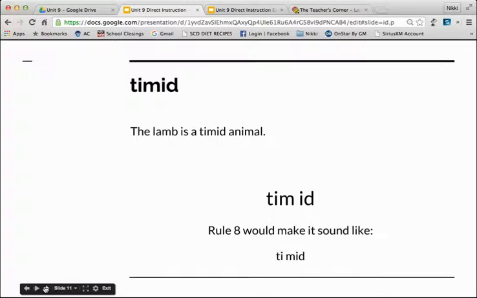Timid. The lamb is a timid animal, meaning very shy. Timid. Rule 8 would make it sound like "tie-mid." We've never heard that word before, so we're going to use Rule 9. Robin. The robin is the first sign of spring. Rob-in. Rule 8 would make it sound like "row-bin." Well, that's not a familiar word, so we use Rule 9 here.